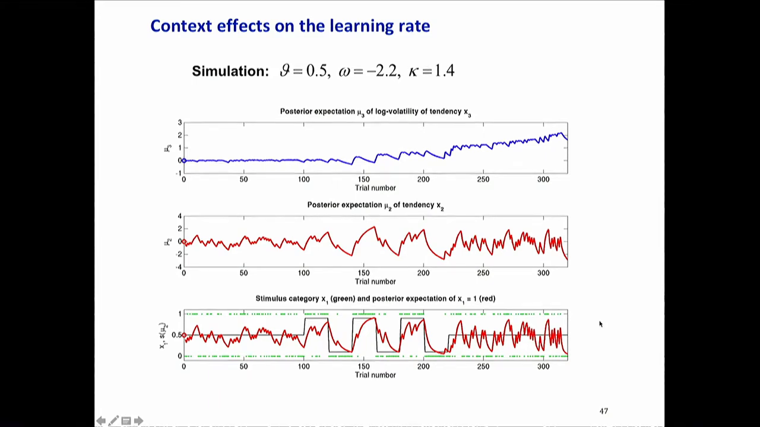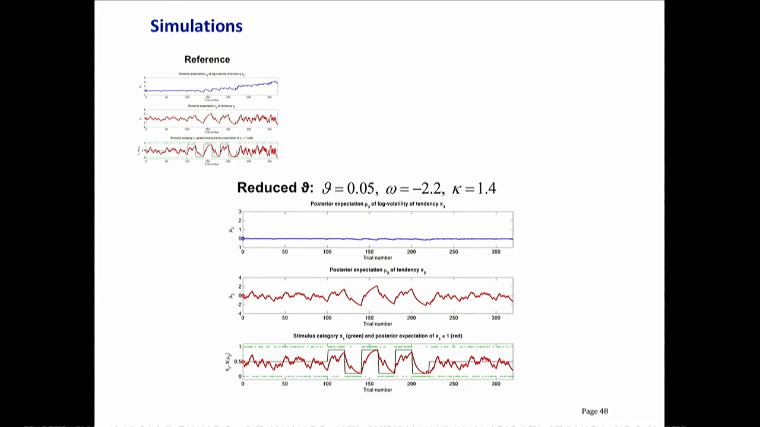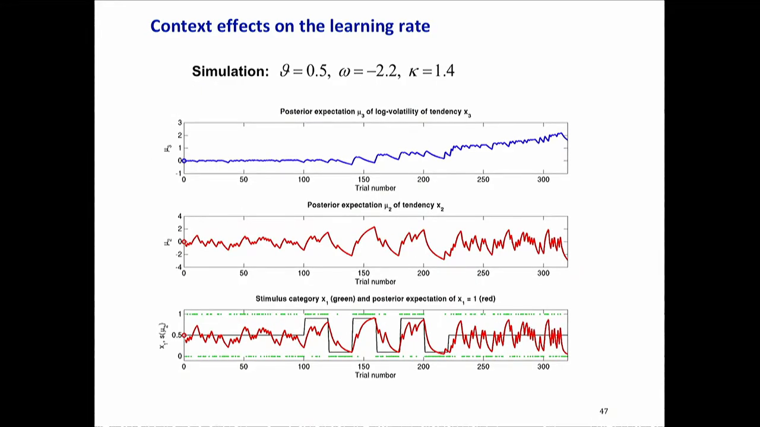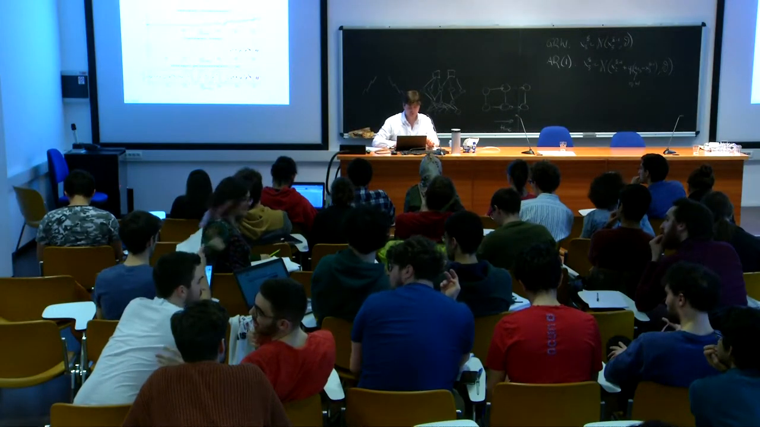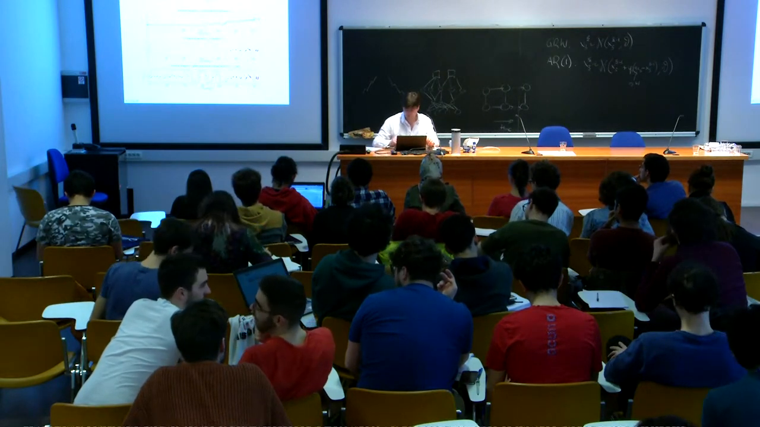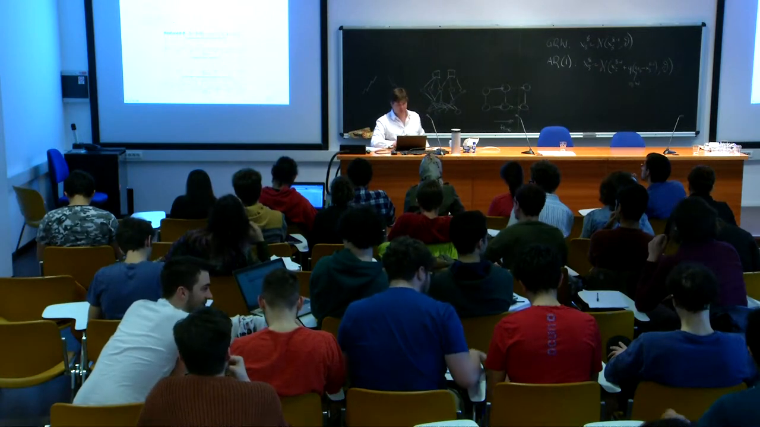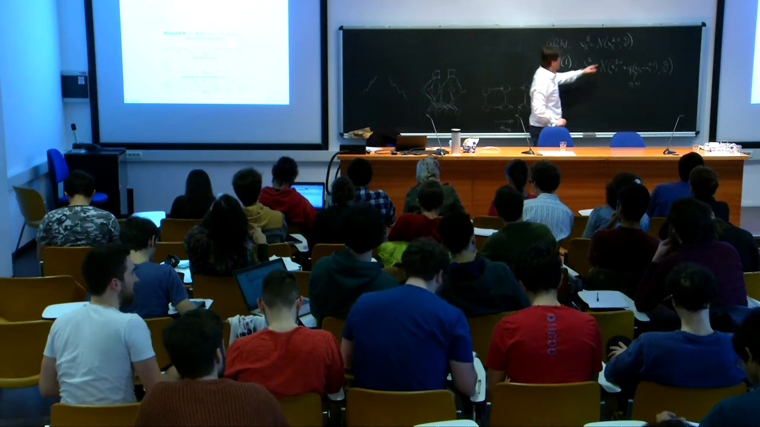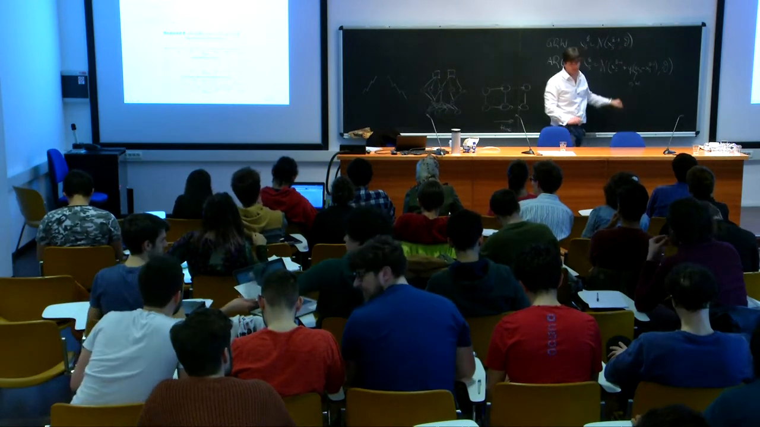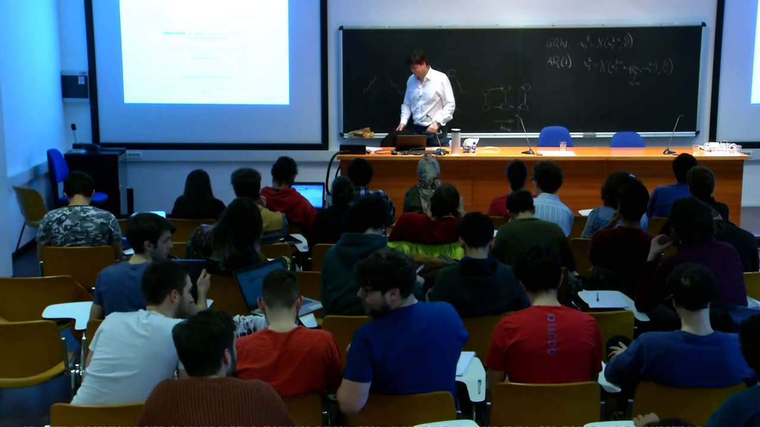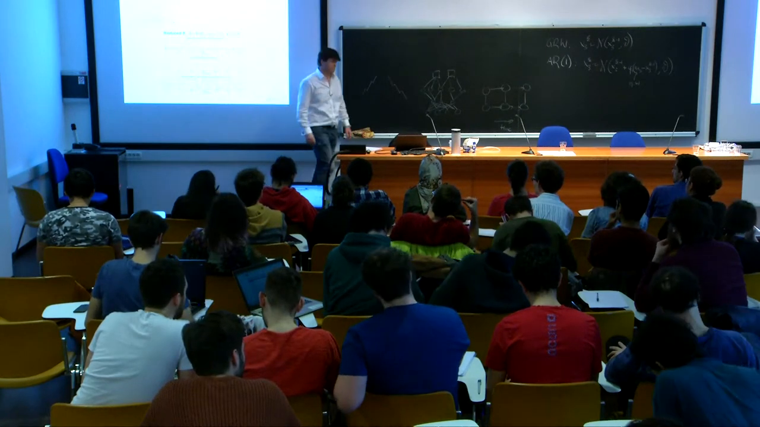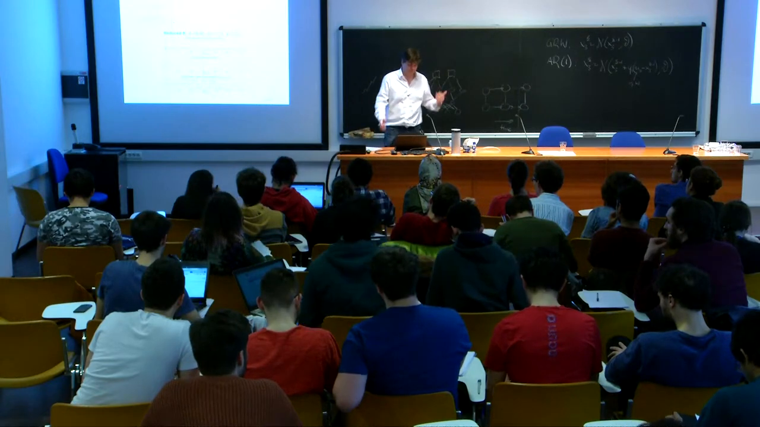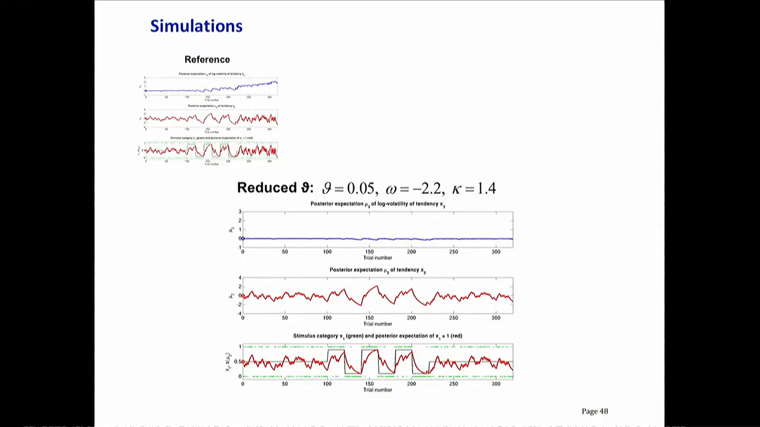Okay, so let's continue a little here. So what we had here were three parameters that we set, and these three parameters defined the whole way this agent here learned. Now we're going to fiddle around with these parameters and see what effects we get. So theta was 0.5, omega was minus 2.2, and kappa was 1.4. And now we're going to play around with theta. So conveniently, theta is already on the blackboard here. And so it's the variance at the third level. And you can see that if we reduce theta, then that flattens the trajectory at the third level. Not very surprising. But there you can see how, by changing parameter values, you get different effects.